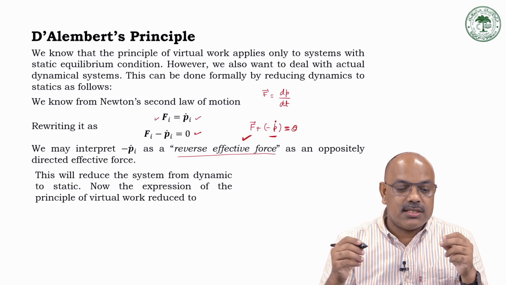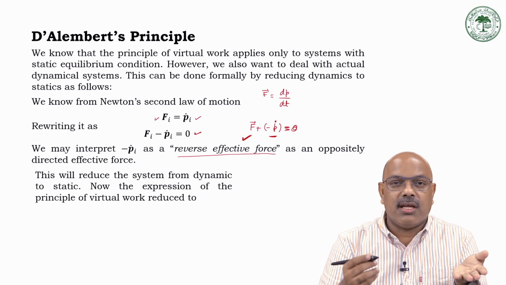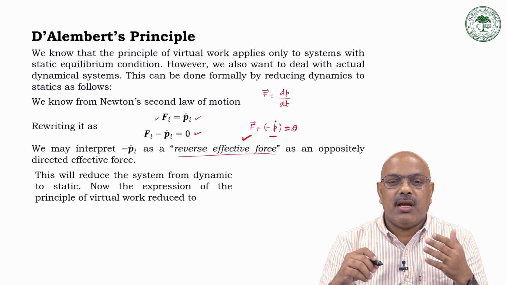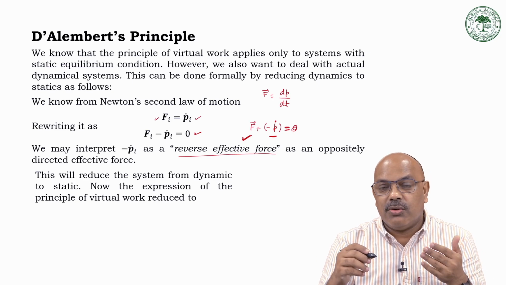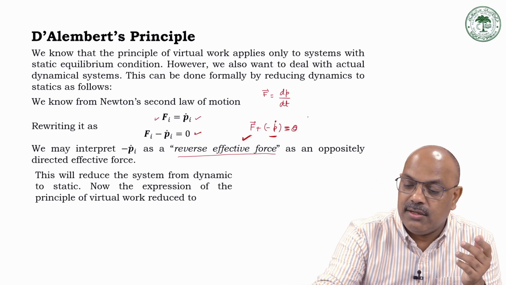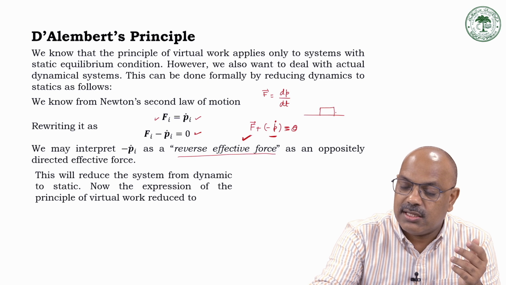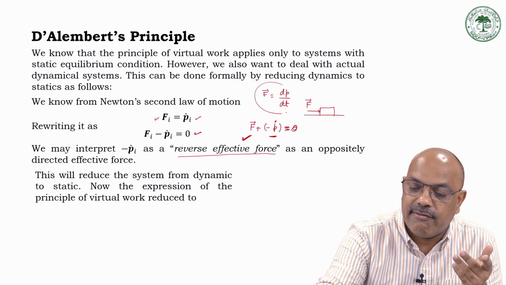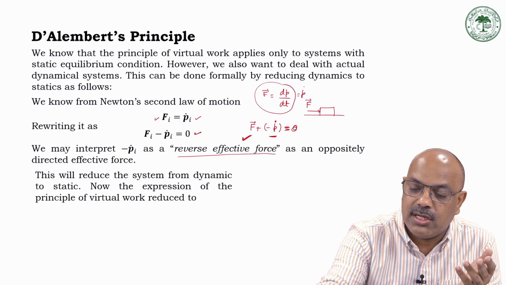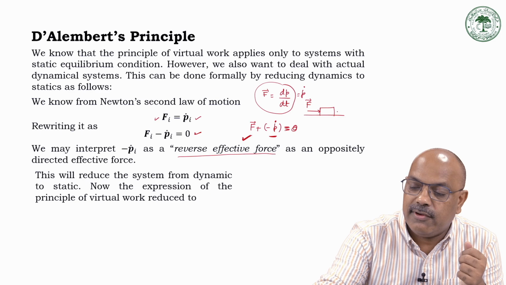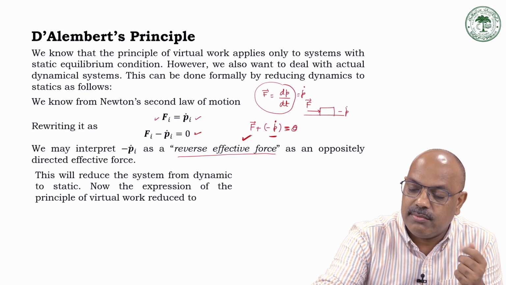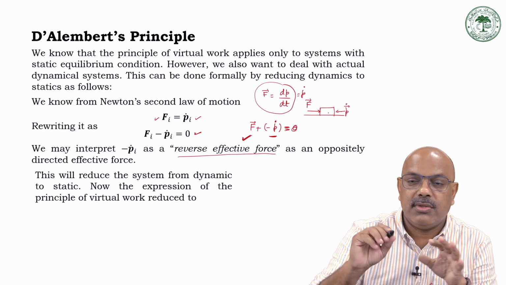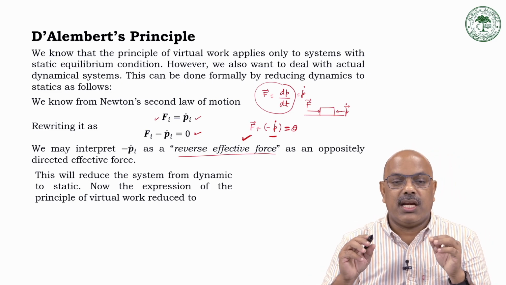So this principle will reduce the system from dynamic to static. When we have a system like this, if I apply a force, it will produce a momentum, because F is dp by dt. This will produce a momentum of P. So if minus P dot is acting on the system from here, then this block is now in a static equilibrium.